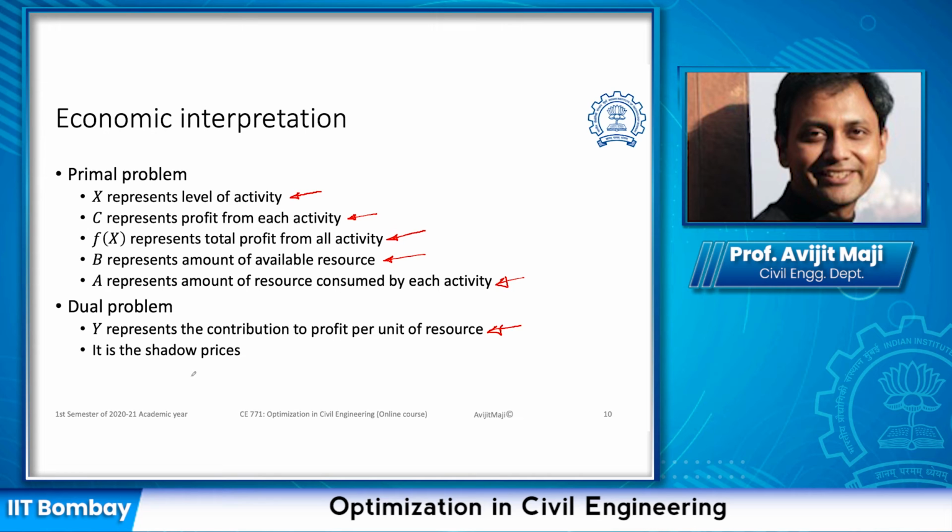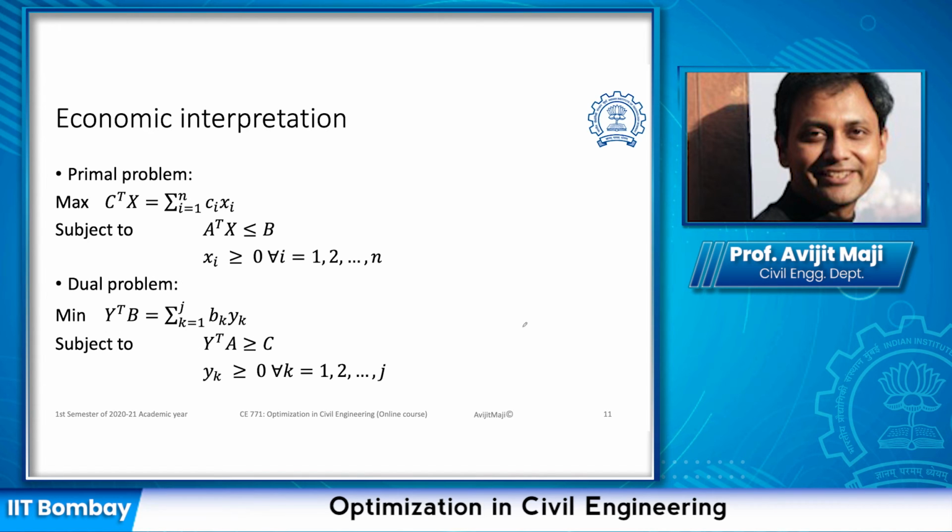And hence it is actually the shadow price of the variables which we have considered, or the problems which we have considered. With this understanding, let us look into the primal and the dual problem. As we had indicated, the primal problem can be represented here and the dual problem is represented here.